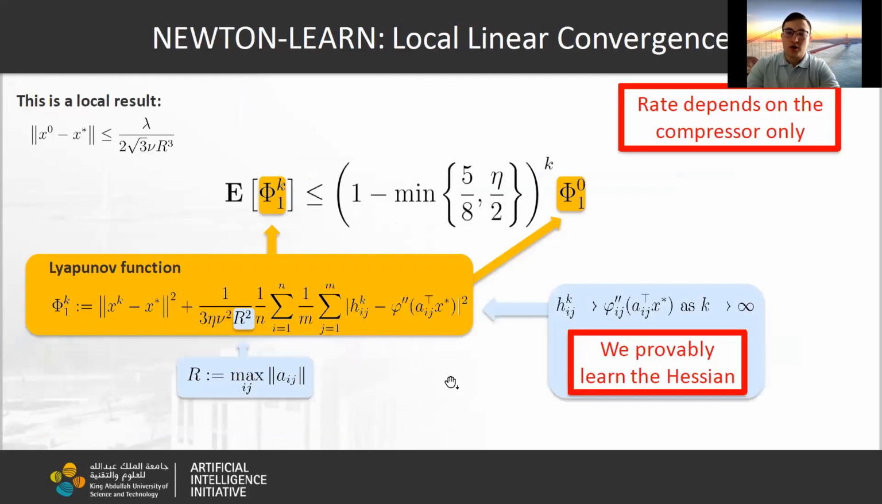We have proved local linear convergence rate for this algorithm for some Lyapunov function. As you can see, the rate doesn't depend on the condition number. It depends only on the compression. And we indeed learn the second derivative of the loss function at the optimum.